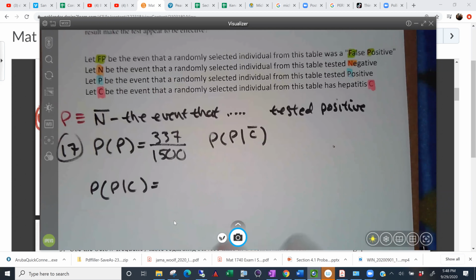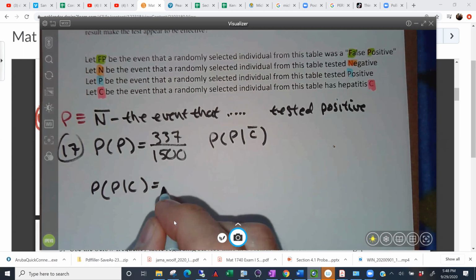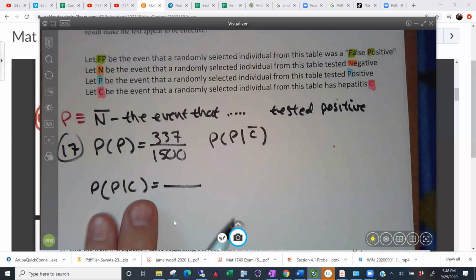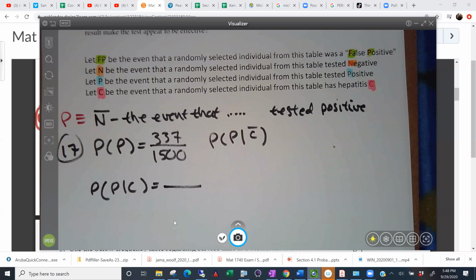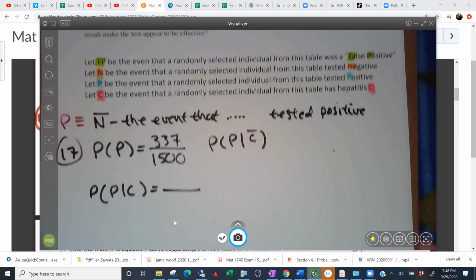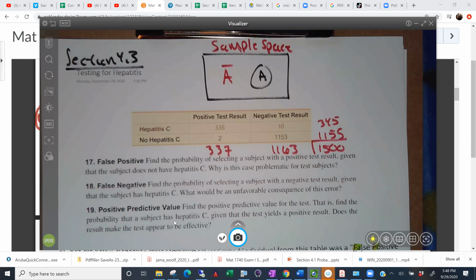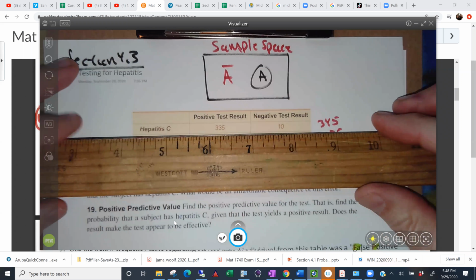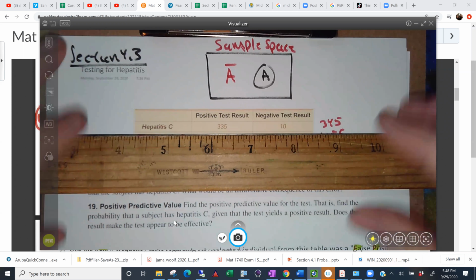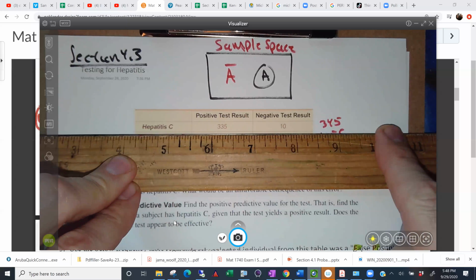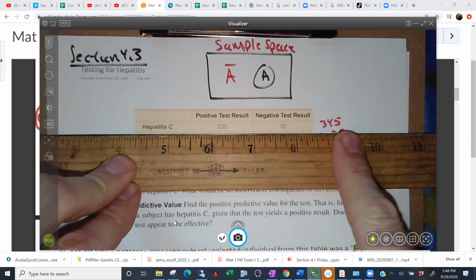Let's start with this one. Probability that they test positive, given that they have hepatitis C. What's that going to be? Well, this changes things. I'm telling you some extra information. So we're no longer going to look at the entire table, the entire sample space. The entire sample space is this table. By telling you that we have hepatitis C, I'm really saying we're right here. We're looking at somebody who has hepatitis C.